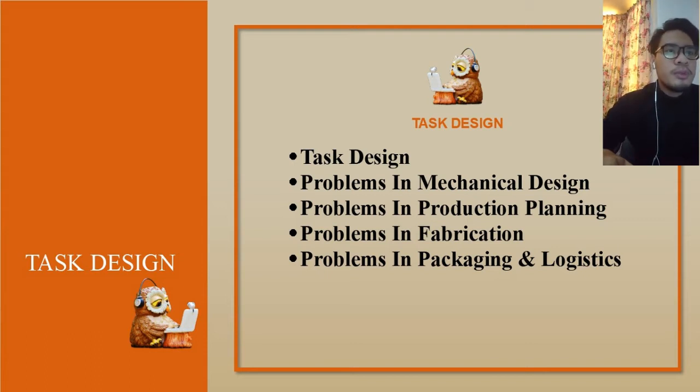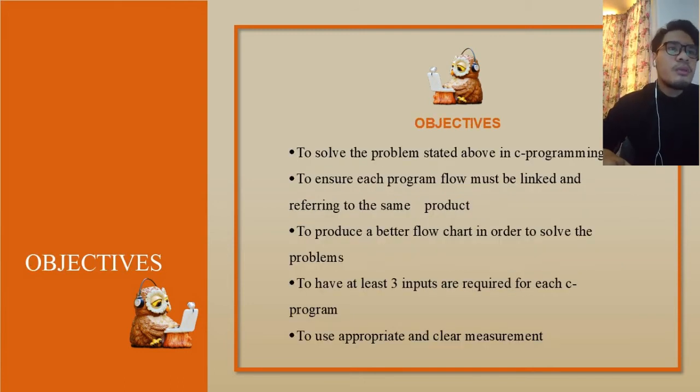For the problem in packaging and logistics, we need to develop a C program that enables the user to estimate the packaging elements such as the size of the box, material wrapping, and time to do the packing and so on. For the objectives, basically we have 5 objectives in this group project. The first is to solve the problems stated in C programming, which is the question.